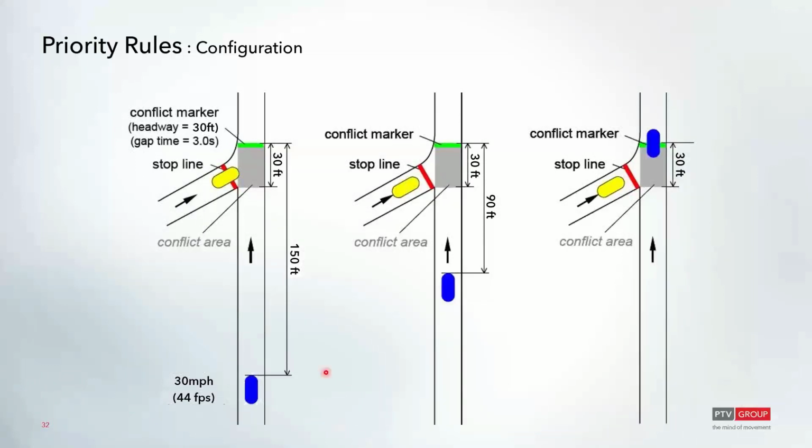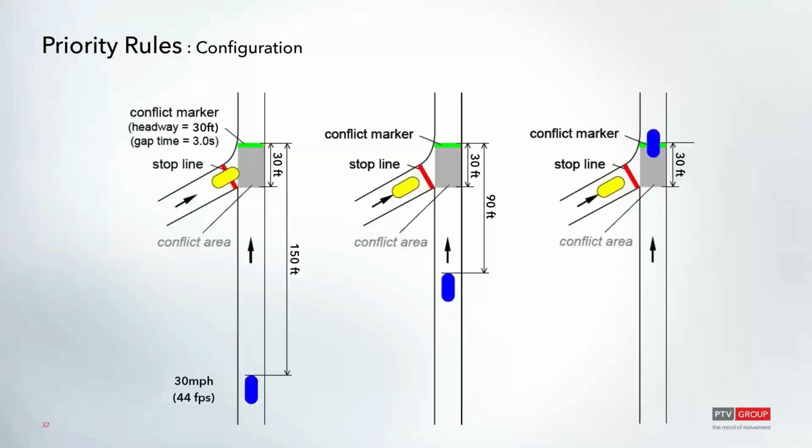All right, and then when a vehicle is at the stop line, again, it's going to look at two different conditions in order to determine if it can proceed or not. As it reaches that stop line, it's going to look at that particular conflict marker that's associated with that stop line. And the first thing it's going to do is look at the approaching vehicle's current gap time, so the amount of time it's going to take the front of this vehicle to reach that green conflict marker.